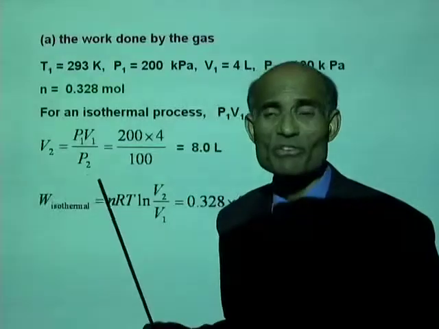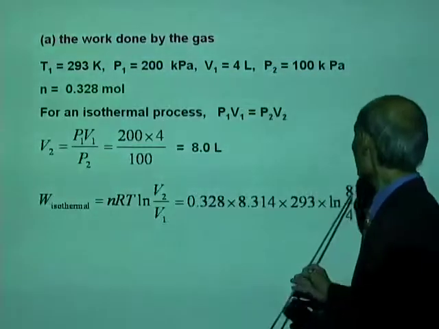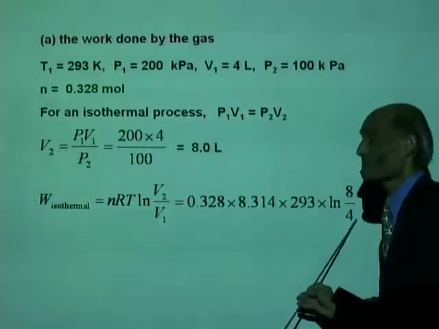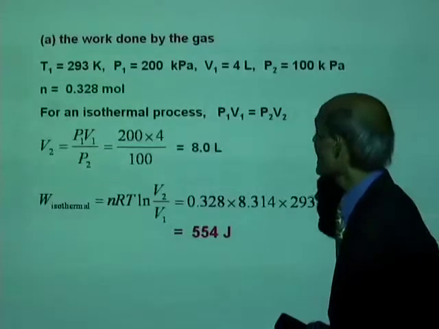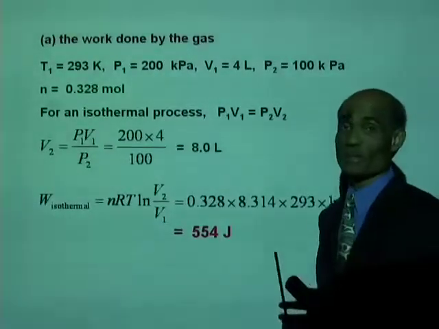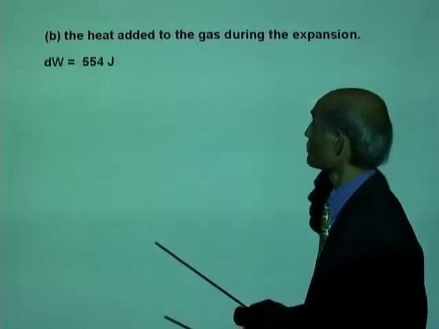Does it make any difference? No, because it's a simple ratio. So I can leave it in any units as long as both are of the same unit. And that gives me the work done is 554 joules. That is the work done in that isothermal process.